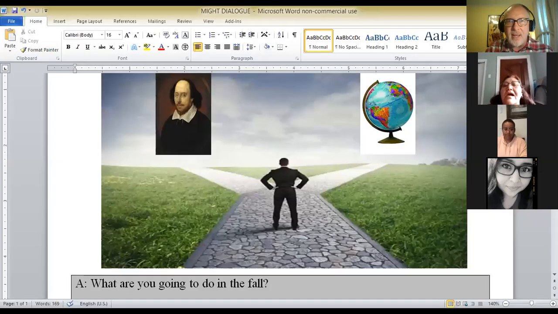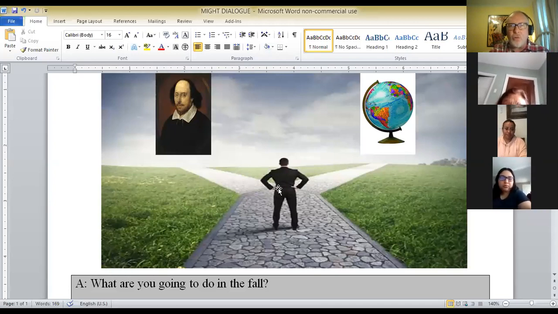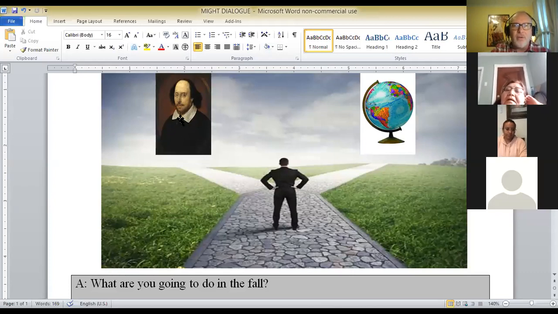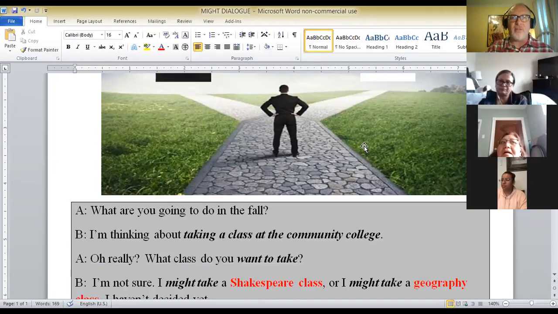Can everybody see a picture here? Yes. This is a student, and he's thinking about what to study, and he has two choices, right? So what's his first choice over here? History. That's Abraham Lincoln, politics, history. That's William Shakespeare right over there. Or he might study this. What's that? Geography, right?